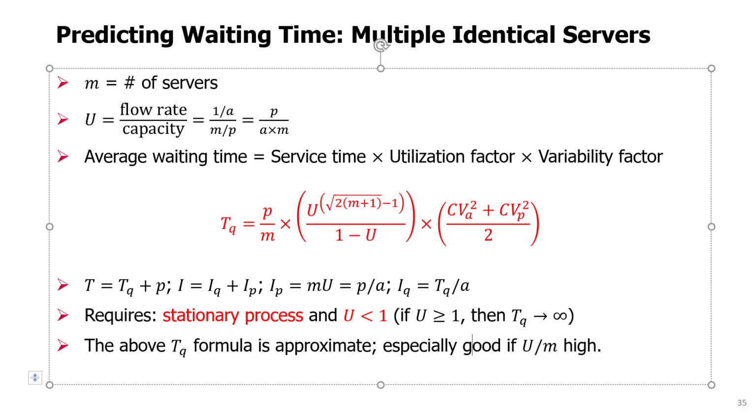Final note to this model is that the formula for this waiting time is an approximate one. There are more accurate models, but they're much more complex, so I'm not introducing them here. This model is especially accurate if you have very high utilization and relatively low number of servers. For a larger number of servers and low utilization, the formula is not that good.